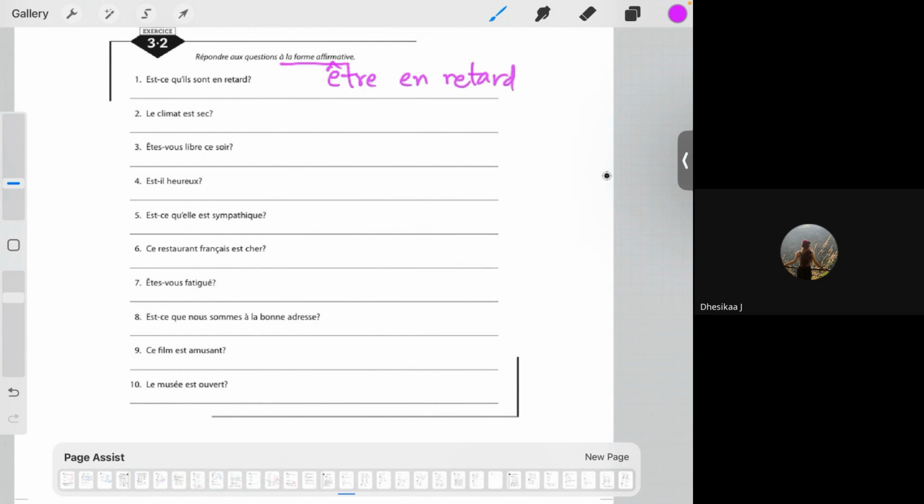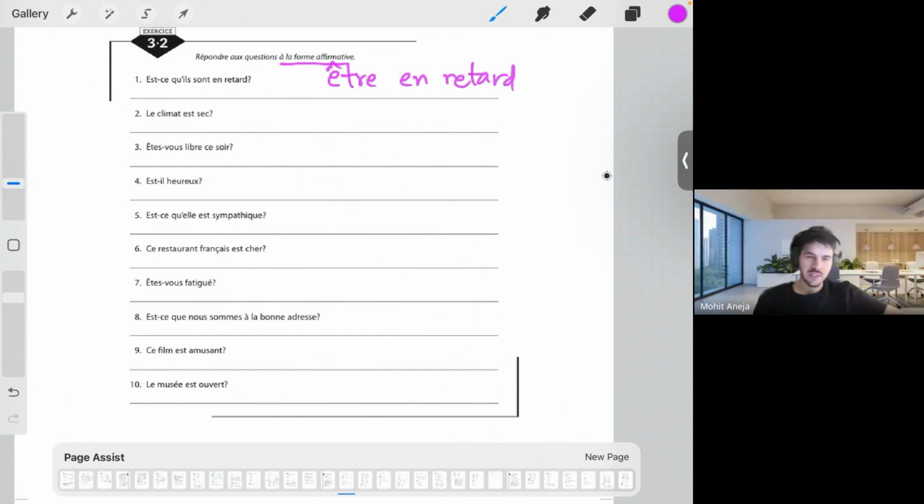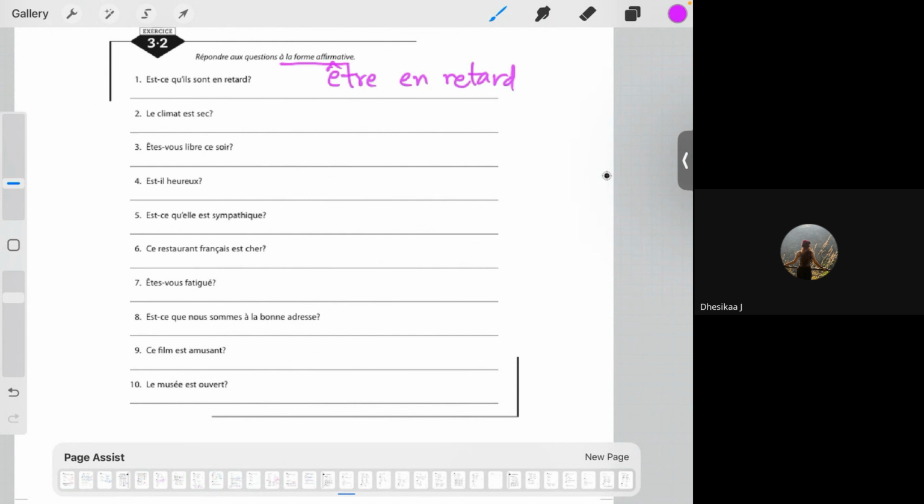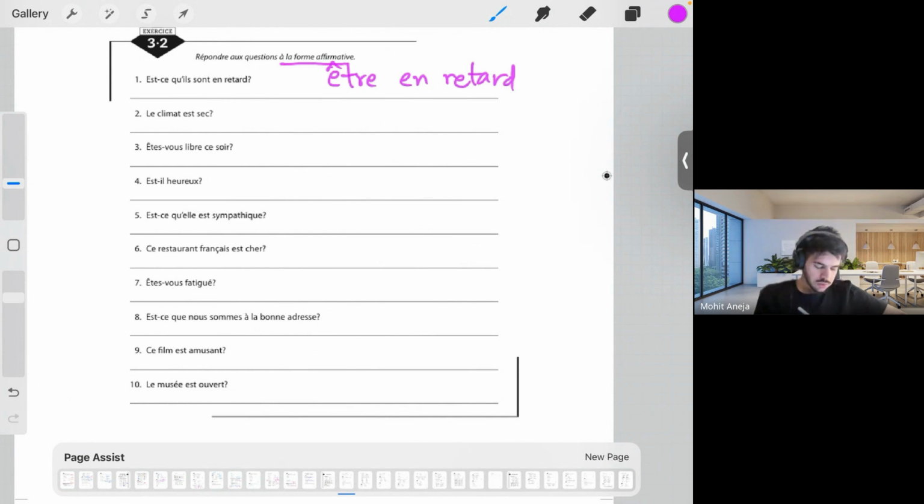Le climat est sec. Is the climate dry? Oui, le climat est sec. We just have to change the tone and add oui. Exactly. So what they're actually trying to teach us here is the conjugations of these verbs. Makes sense. Yeah, it does. Good.